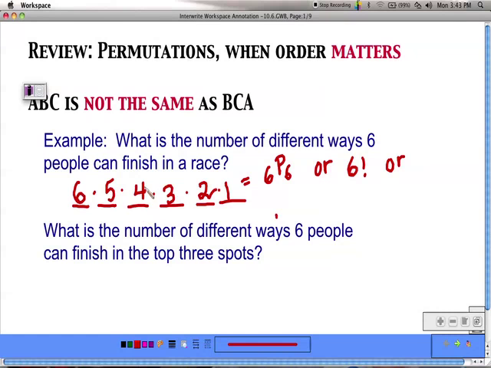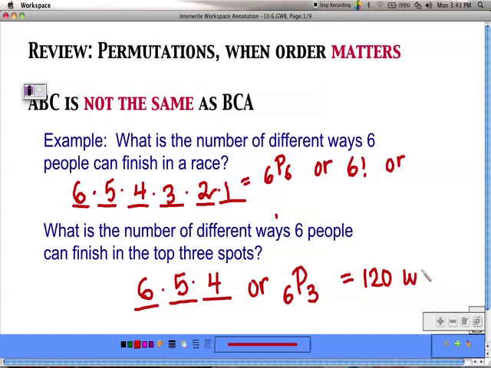Another example is what is the number of different ways 6 people can finish in the top 3 spots? All right, so for this one, there's 3 spots, 6 people to choose from for the first, 5 people for the second, and 4 people for the third. Or, out of 6 people, it's a permutation. You choose 3, and the answer for that is 120 ways. The answer for the top example was 720 ways. So that's what we went over in section 10.5, permutations where order does matter.